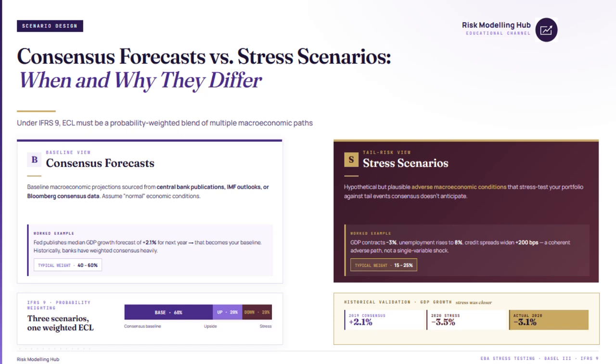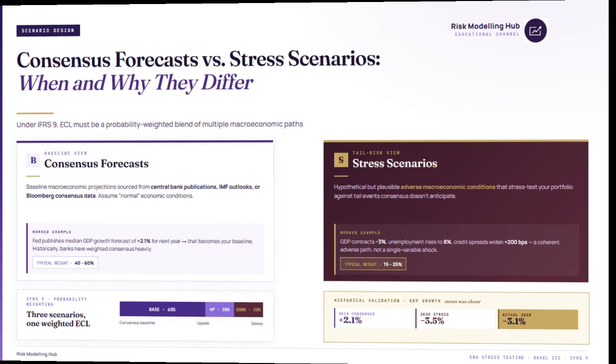And here's the key insight. The consensus and the stress scenarios serve different purposes and often point in opposite directions. So for example, consensus shows an ECL improvement of plus 2.1%, while the 2023 stress test revealed a deterioration of minus 3.5%. So don't rely on the consensus alone. Your ECL framework must weight both the baseline and the adverse scenarios, and this is how you build a forward-looking, credible model that captures the real economic risk.